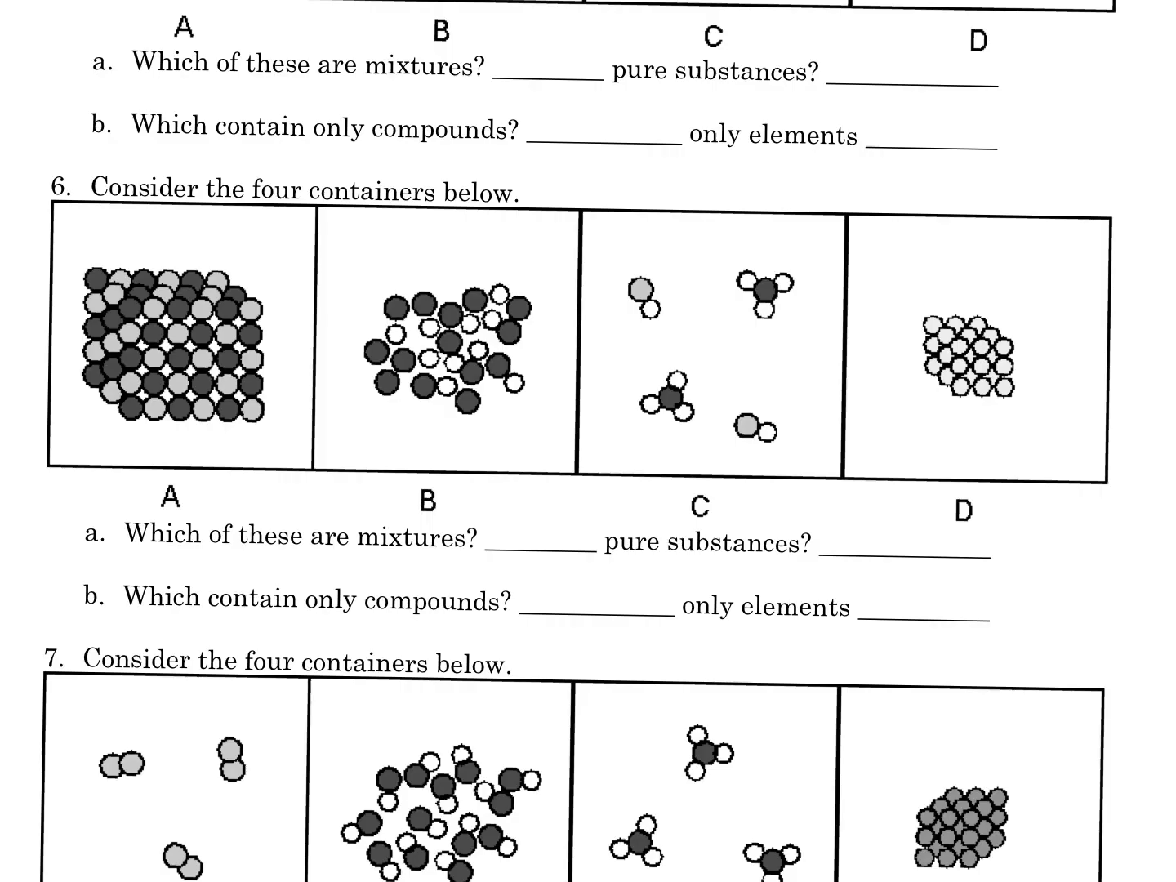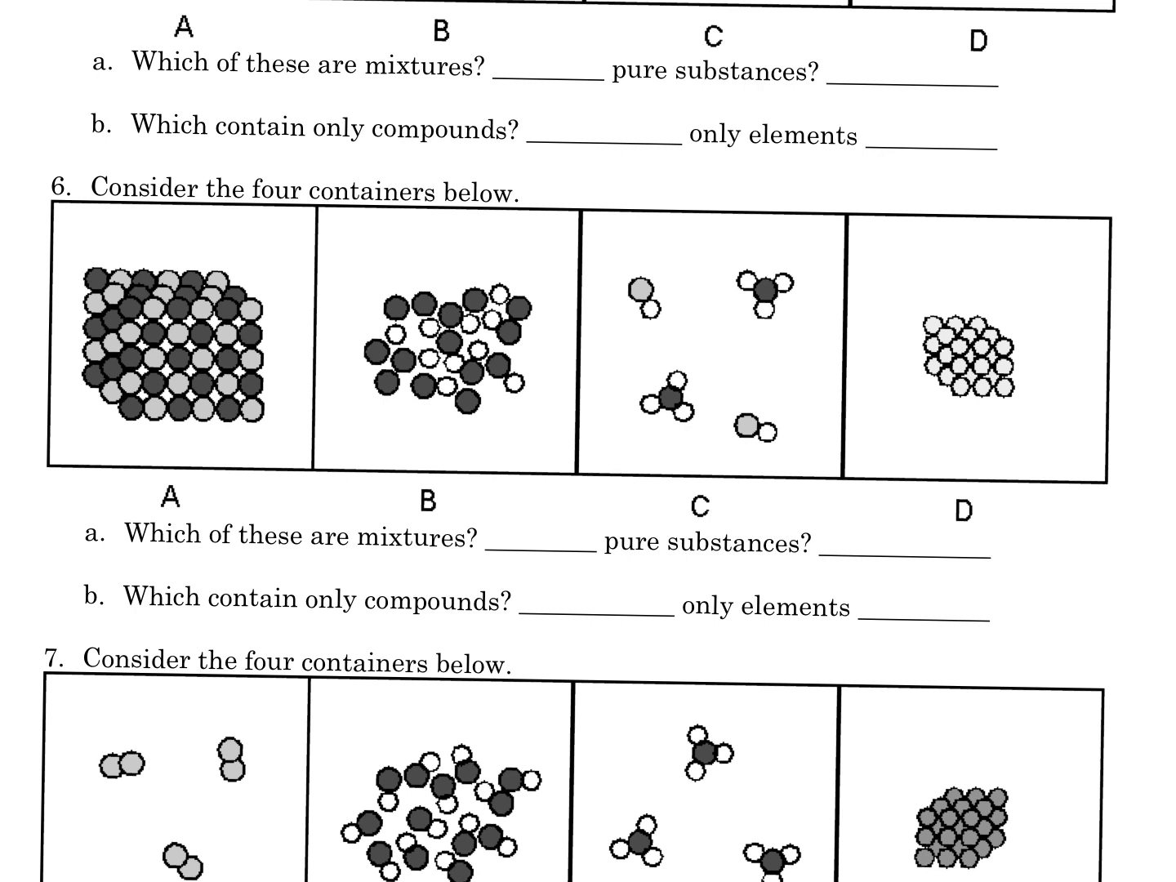Really quickly, which of these are mixtures? B is a mixture and C is a mixture. Which are only compounds? Well, A is a compound, okay? I hope that's not confusing. Please don't make that any more complicated than it is. This is a compound. It's not a mixture. So what are only compounds? Well, C contains only compounds. It's a mixture of compounds. It's only compounds.